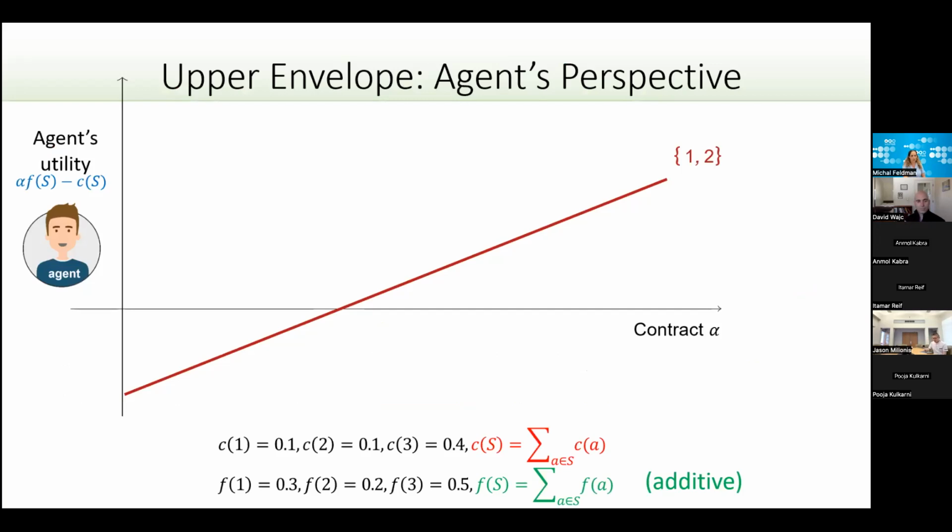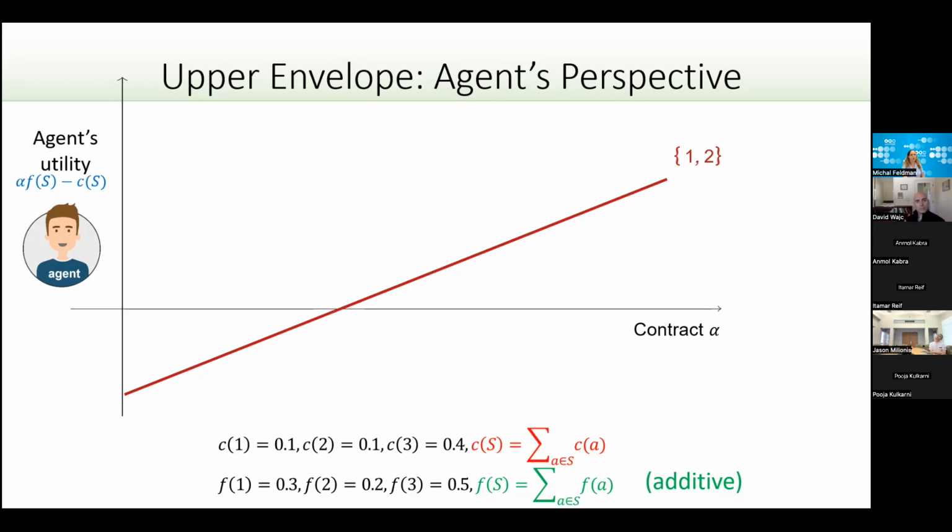Okay, so before we go to gross substitutes functions, which are very difficult, in order to build intuition, we have a very nice geometric intuition that is based on upper envelope theory. So let's try to have a geometric image of what's going on here. First of all, what's the scenario? It is a very simple scenario with 3 actions, 1, 2, and 3. And let's for now assume that both C and F are additive. The simplest scenario. Every action has a cost, every action has some F, and F of a bundle of actions is just the sum of their F, and the cost of a bundle of actions is the sum of their costs. Now, on the x-axis, we have alpha, the contract, and on the y-axis, we have the agent's utility, which, to remind you, is alpha F(S) minus C(S).